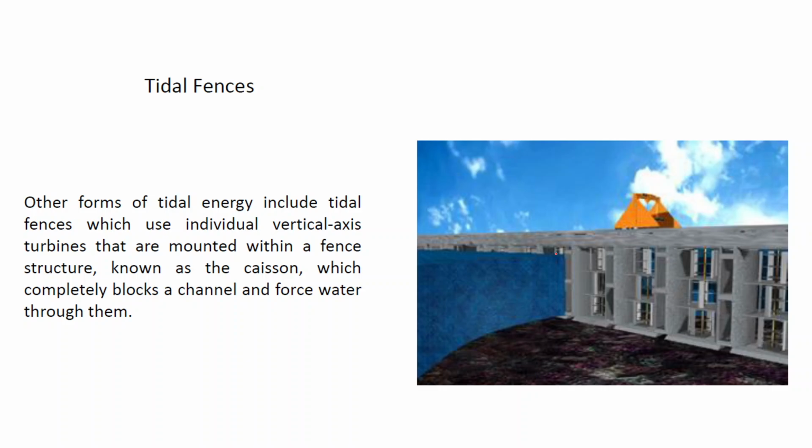Coming on to the tidal fences, this is a kind of civil structure. A kind of fencing is made with some gates. Other forms of tidal energy include tidal fences, which use individual vertical axis turbines mounted within a fence structure. So these gates are there, in which individual turbines are installed, and during the flow of water, these individual turbines rotate, in turn generating electricity.